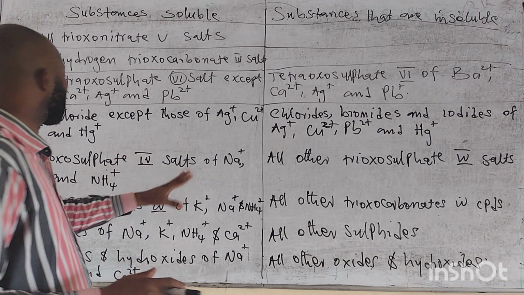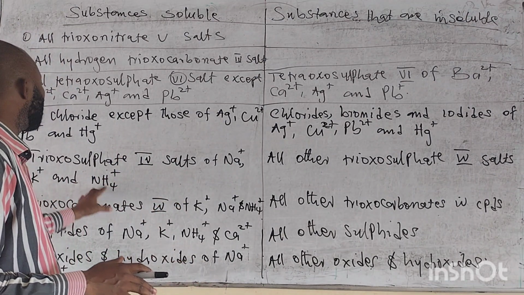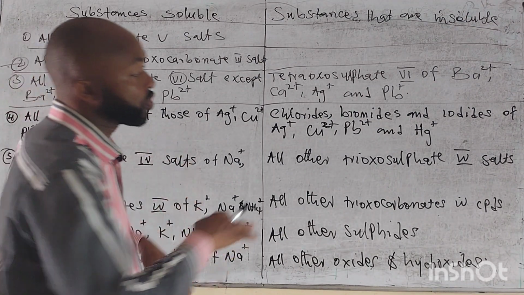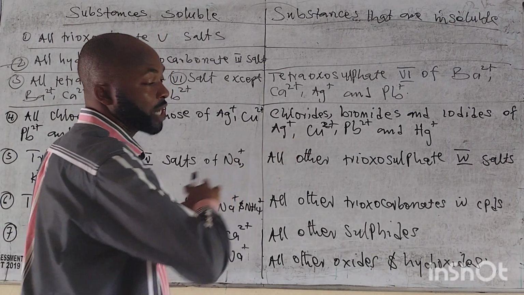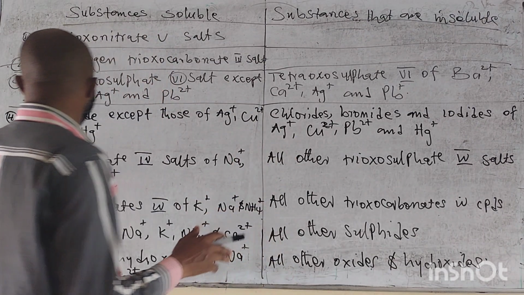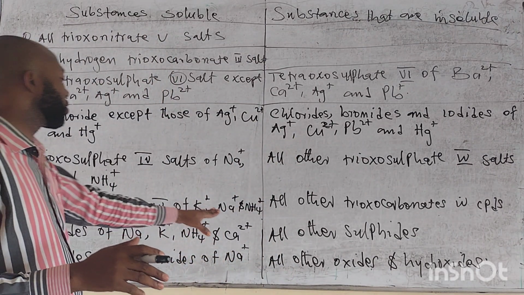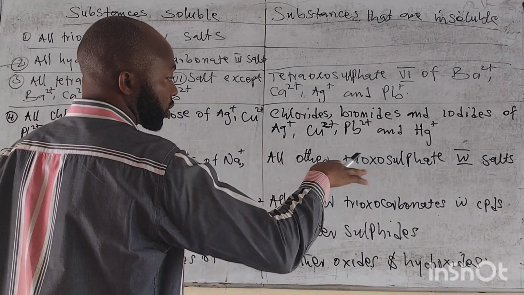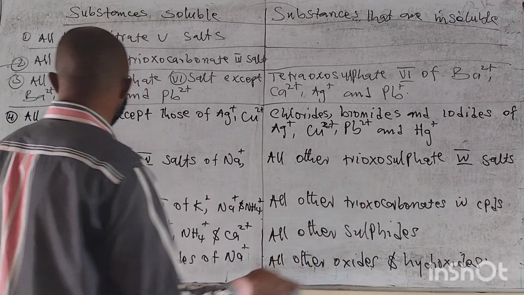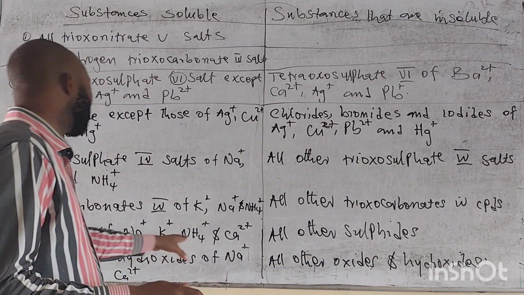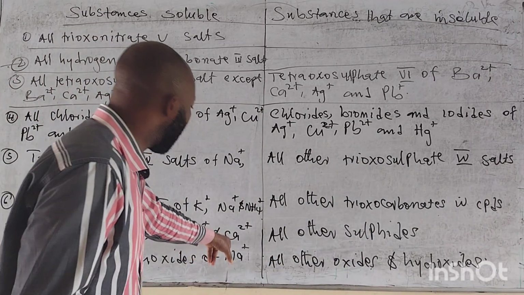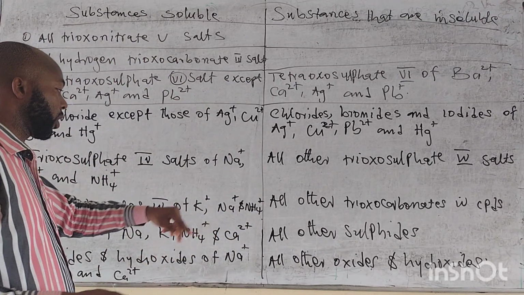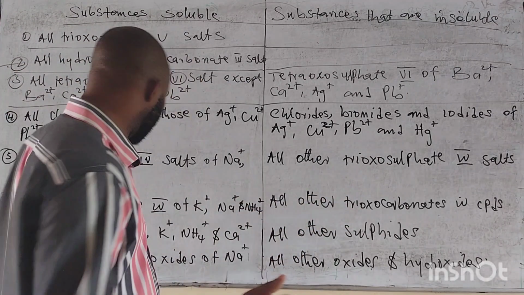Trioxosulfate(IV) salts of sodium, potassium, and ammonium are soluble. All other trioxosulfate(IV) salts are insoluble. Trioxocarbonate(IV) salts of potassium, sodium, and ammonium are soluble. All other trioxocarbonate(IV) compounds are insoluble. Sulfites of sodium, potassium, ammonium, and calcium(II) are soluble. All other ones are insoluble.